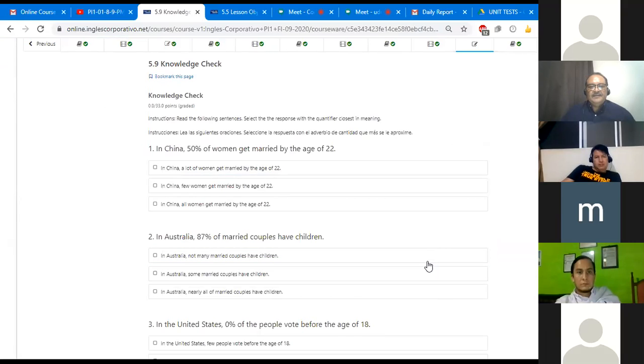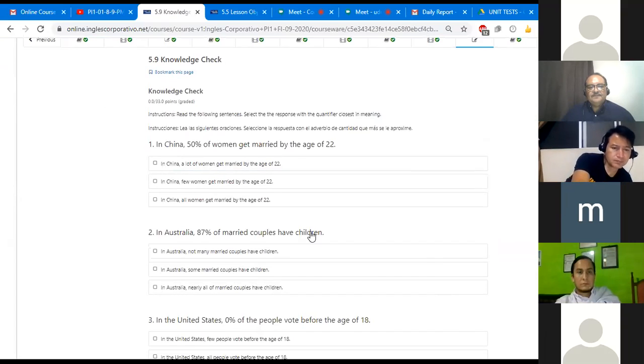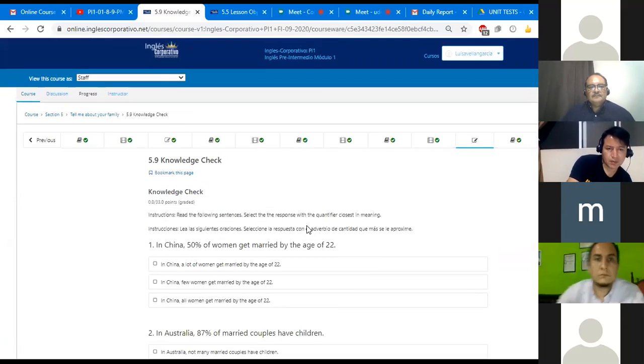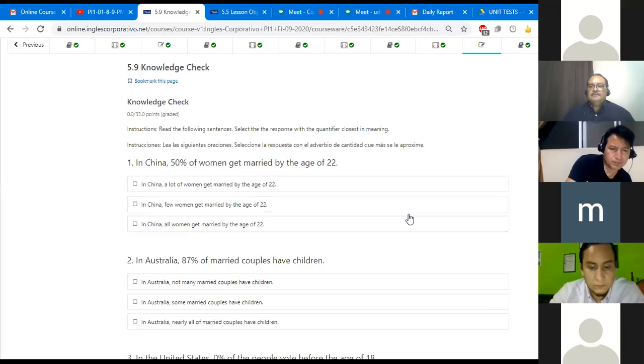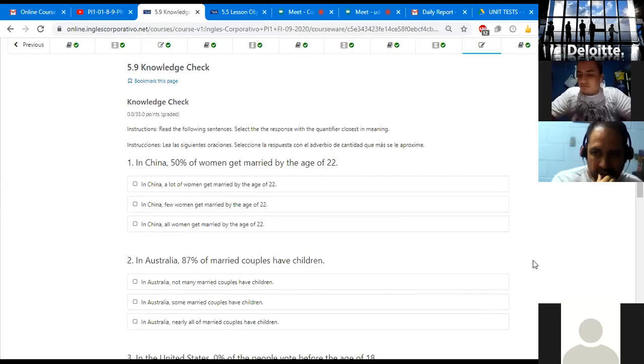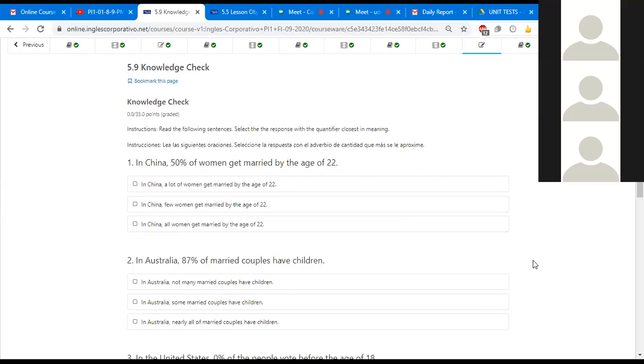Javier, can you please read the instructions and the example number one? Instruction: read the following sentences, select the response with the quantifier closest in meaning. That's correct. Now read the first example, please.